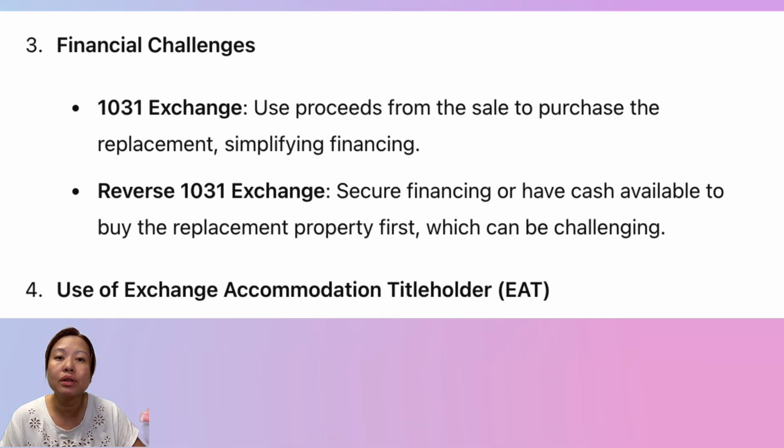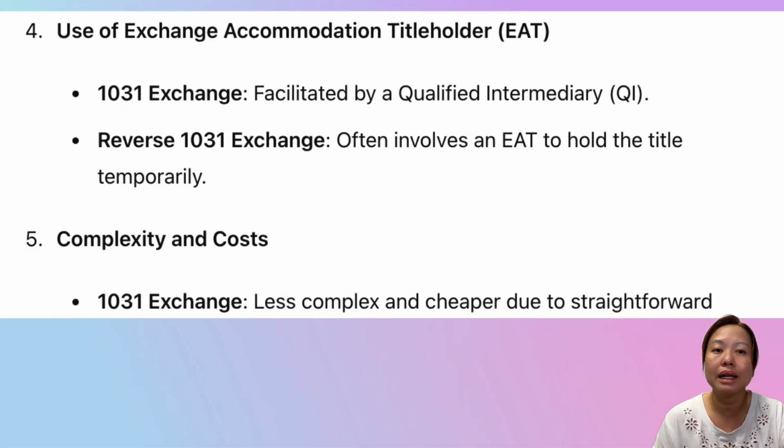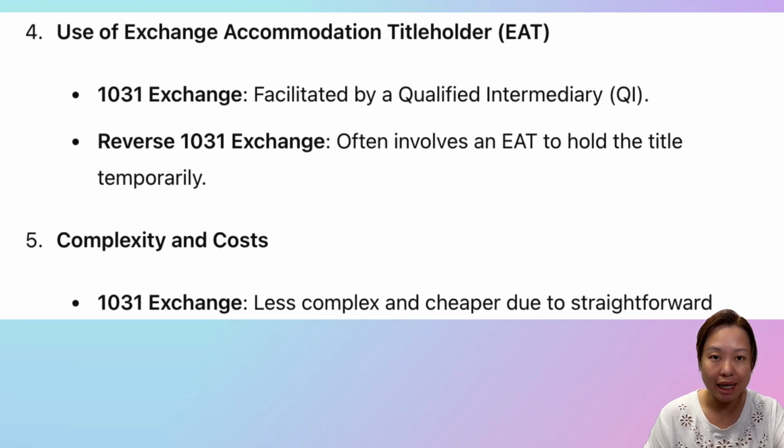Fourth is the use of exchange accommodation titleholder, EAT. In a 1031 exchange, typically a qualified intermediary facilitates the exchange to ensure compliance with regulations. In a reverse 1031 exchange, an exchange accommodation titleholder, EAT, is often used to temporarily hold the title to either the relinquished property or the replacement property to facilitate the reverse exchange process.